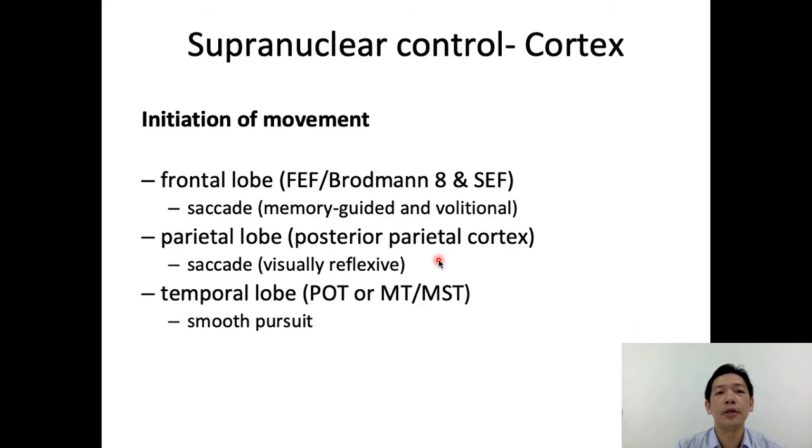So, the supranuclear control in the cortex for your eye movement. First of all, there are two important functional classes that you need to know that are in charge by your cerebral cortex.